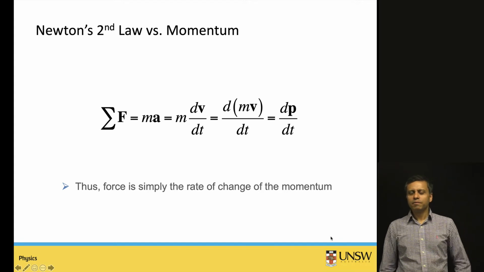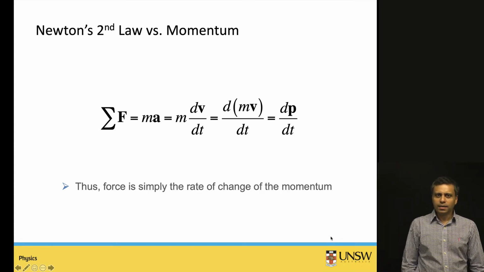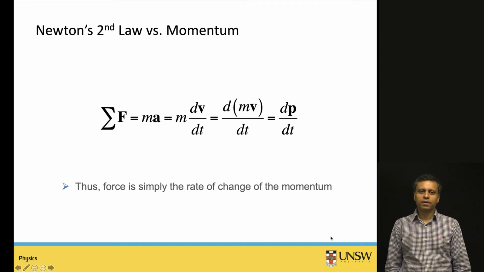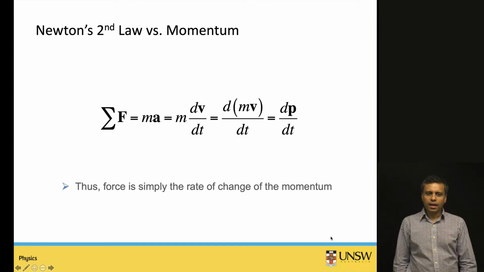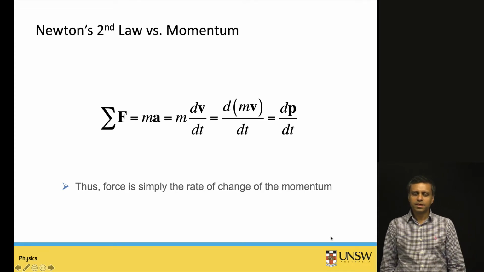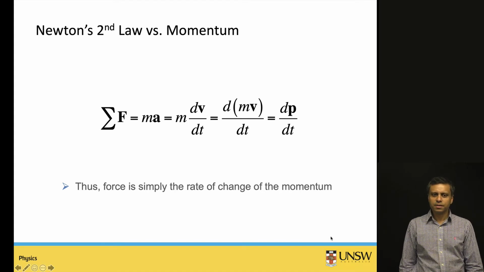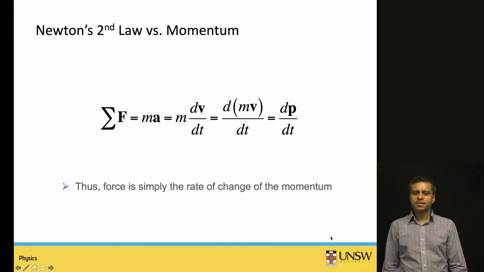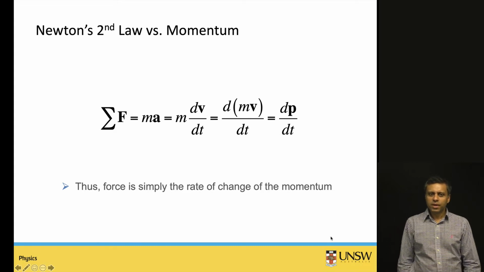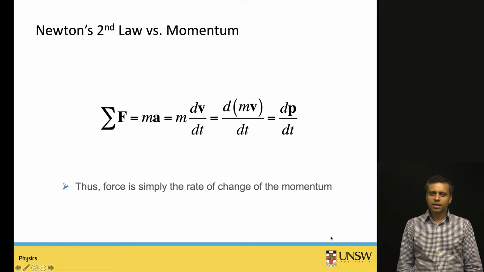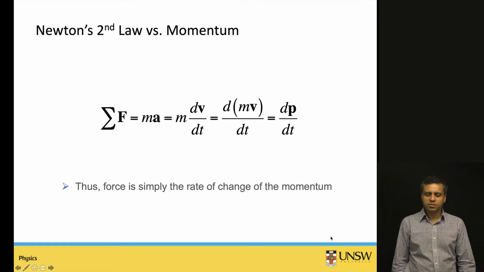If you start from F equals ma, and instead of a, you can write dv over dt, which is the time derivative of velocity. And since mass is a constant, you can pull it inside the derivative as shown in this equation. So you have d(mv) over dt, which can also be written as dp over dt. So F equals ma is equivalent to F equals dp over dt, the time rate of change of momentum.